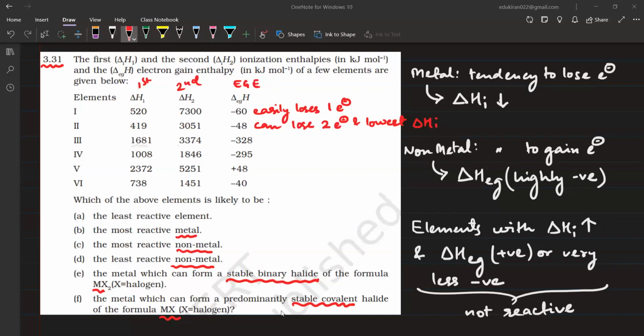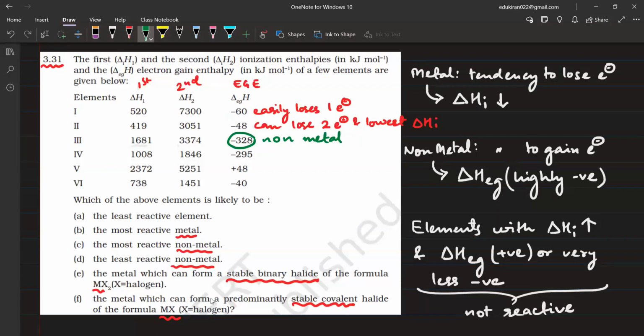Yes, sir. Right? Okay. And the other thing that you can see is it has the largest electron gain enthalpy. No one is having electron gain enthalpy as high as this. So basically, it may be a non-metal, right? It will be a non-metal and not a metal. So most probably it is a non-metal.